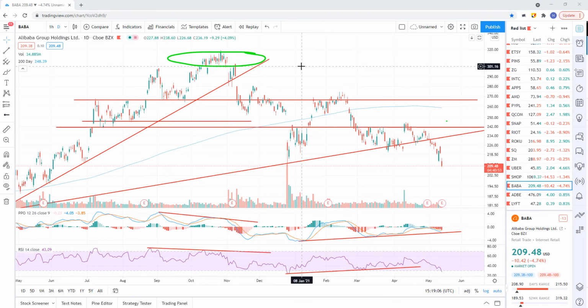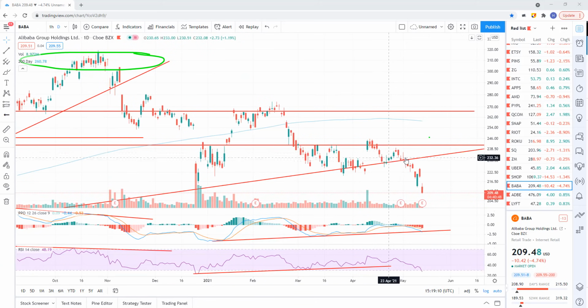I want to point out BABA. So I was trying a long trade on BABA a couple of weeks ago, right here at trendline support.